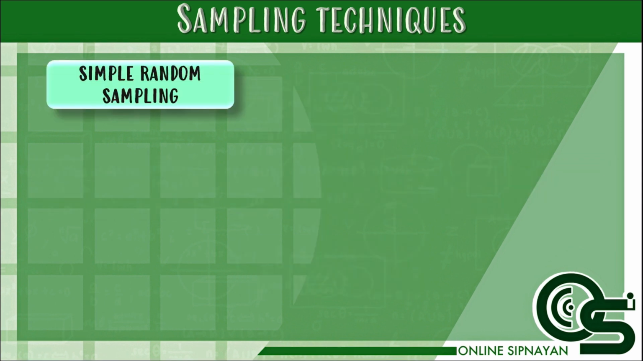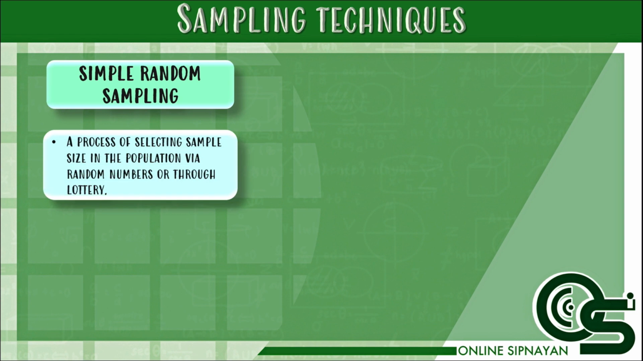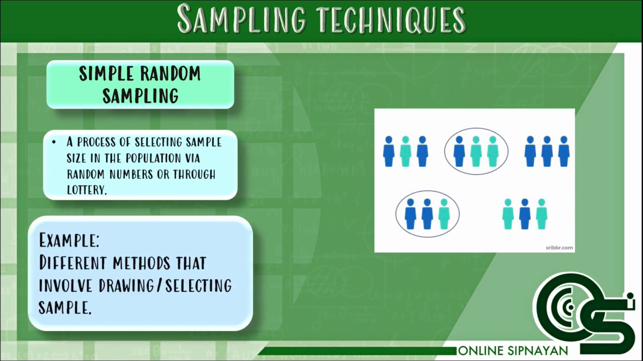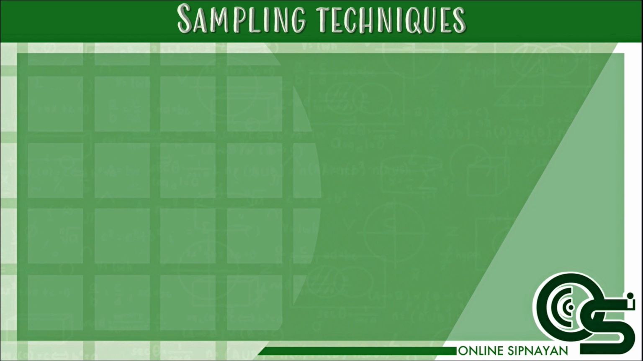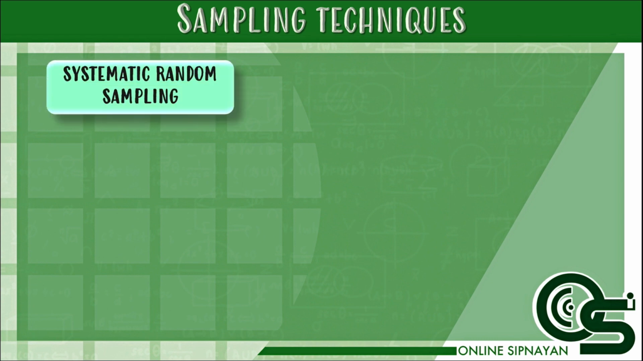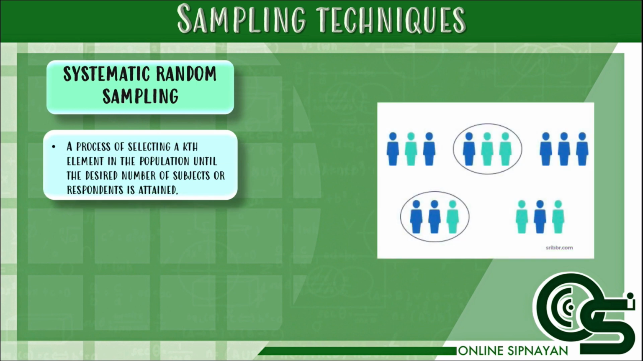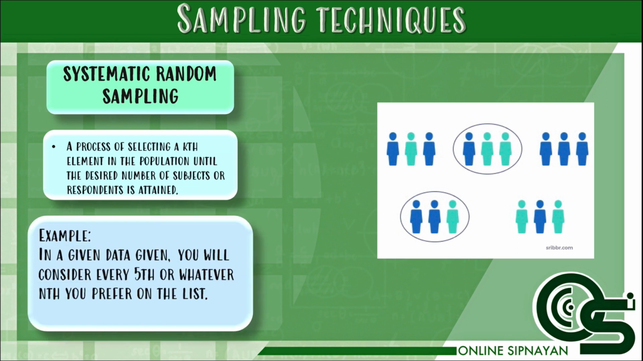First, the simple random sampling. It is a process of selecting a sample size in the population via random numbers or through lottery. We have different methods that are involved, such as drawing strips of paper with numbers written or using random numbers. Second is the systematic random sampling. It is defined as a process of selecting the kth element in the population until the desired number of subjects or respondents is attained. For example, in a given data, you will consider every fifth or whatever nth you prefer.